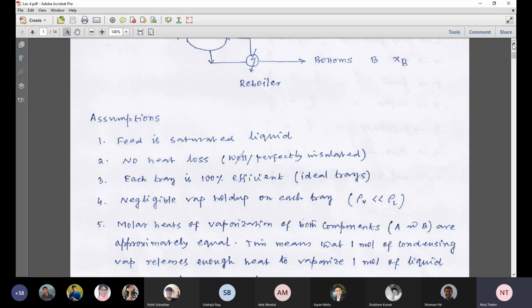So this is the molar heats of vaporization. Sometimes it's called equimolar overflow. In mass transfer, it is popularly expressed through this term, equimolar vaporization. So I think you understood. If 1 mole of vapor condenses, exactly the same mole of liquid vaporizes. This is the assumption.